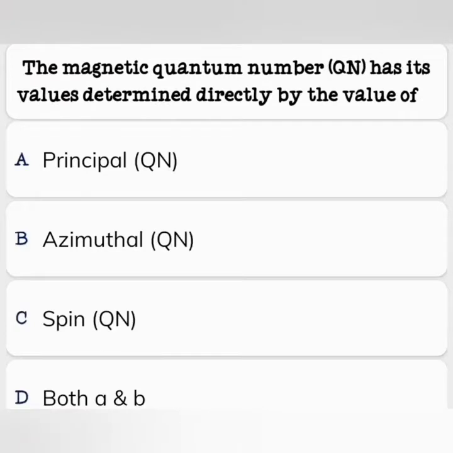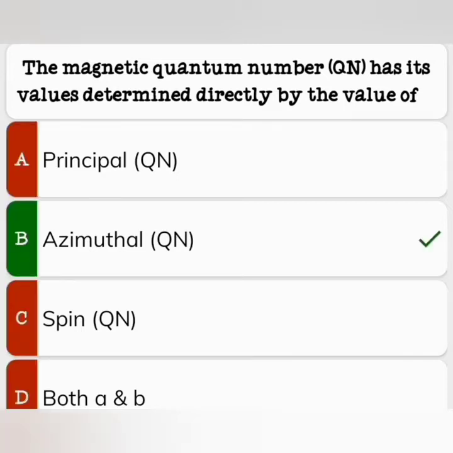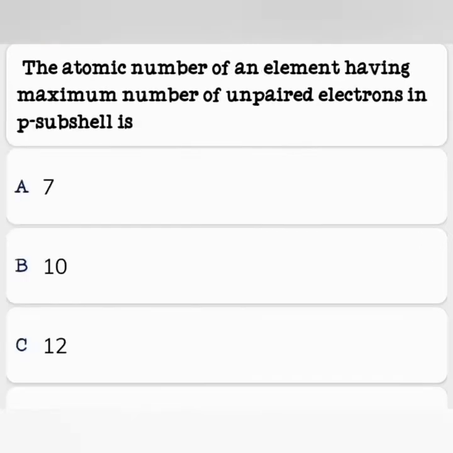The magnetic quantum number has its value determined directly by the value of A. Principal, B. Azimuthal, C. Spin, D. Both A and B. Yeah, so the right option is B, azimuthal quantum number.